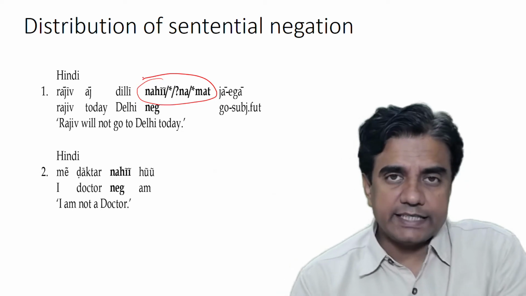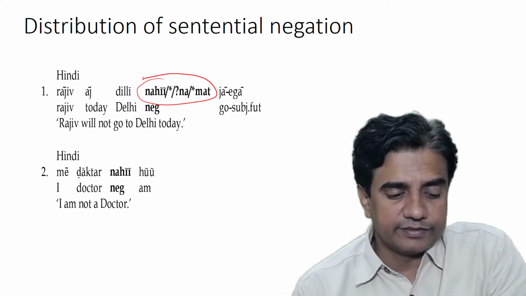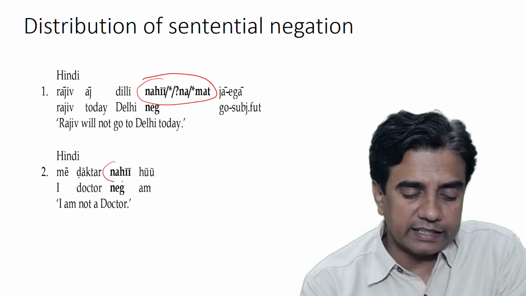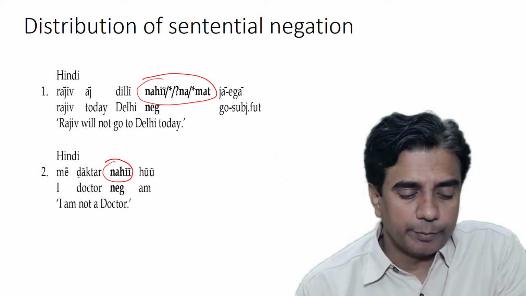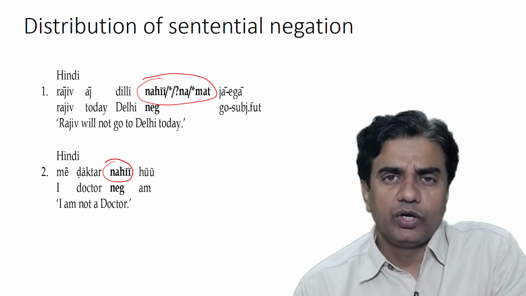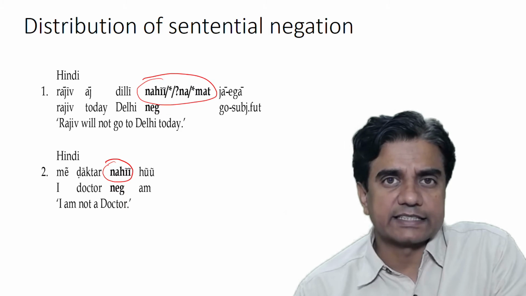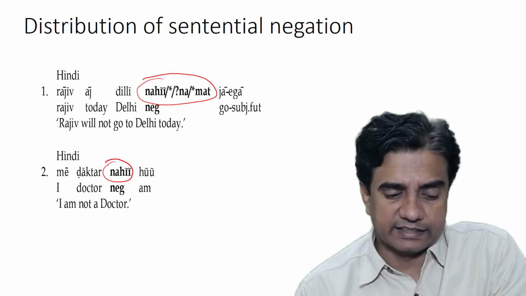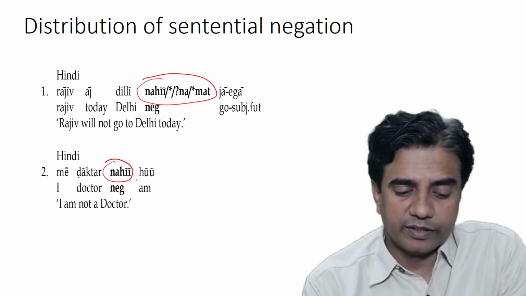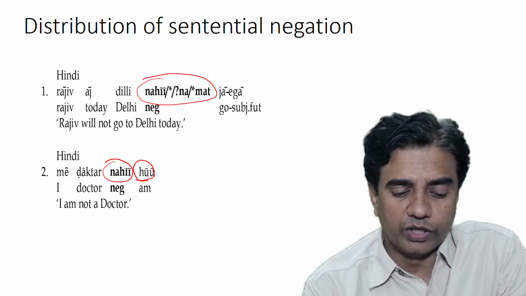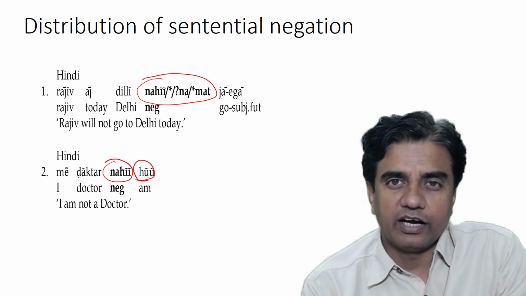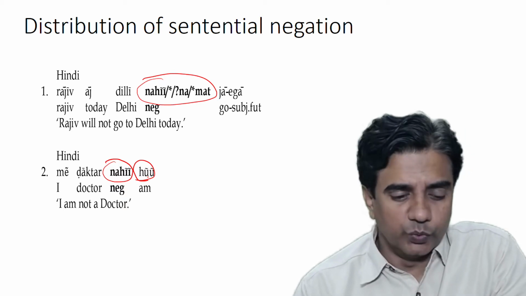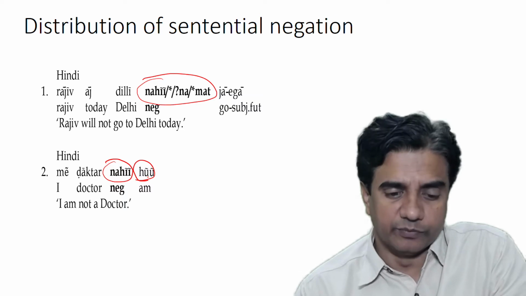Now, we see similar instances of negation in sentence 2, where we find another negative marker, "main doctor nahi." This example indicates that even in a copular sentence, by copula we mean the present tense marker "hoon," the negation occurs to the left of the tense marker "hoon": "main doctor nahi."